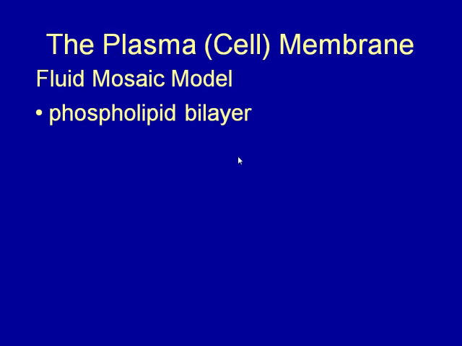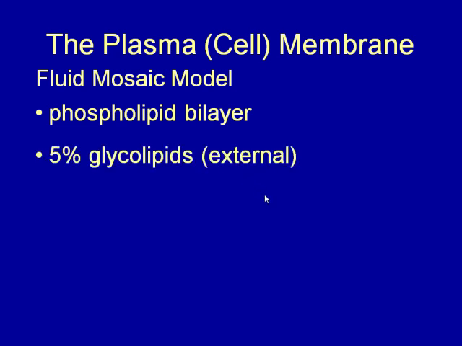Now, in addition to the phospholipids, there are some other things associated with the cell membrane. About 5% of the cell membrane is made up of glycolipids. Glyco means sugar. So these are combination molecules that are part sugar, part lipid. And these are found on the outside of the cell, and they're part of what helps the cells stick to other cells and helps other cells recognize it. About 20% of the cell membrane is cholesterol. Now, cholesterol is a lipid, so it's going to be involved in those lipid tails.